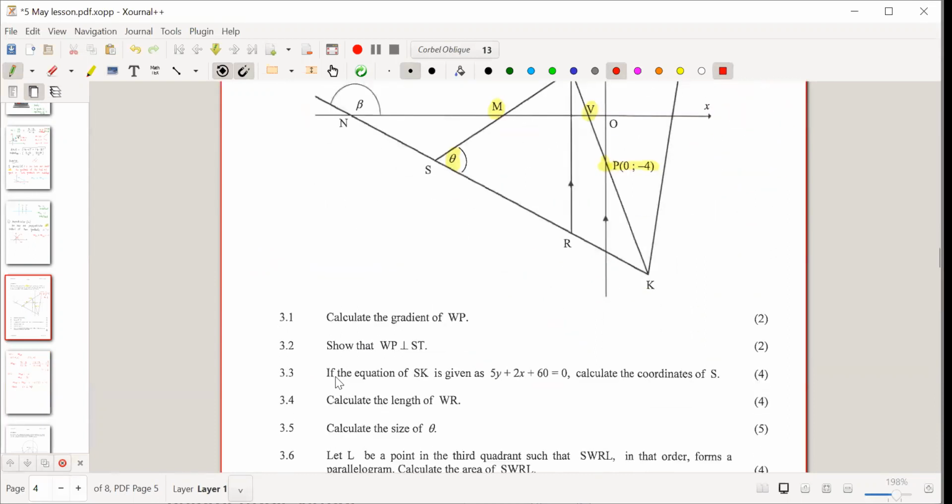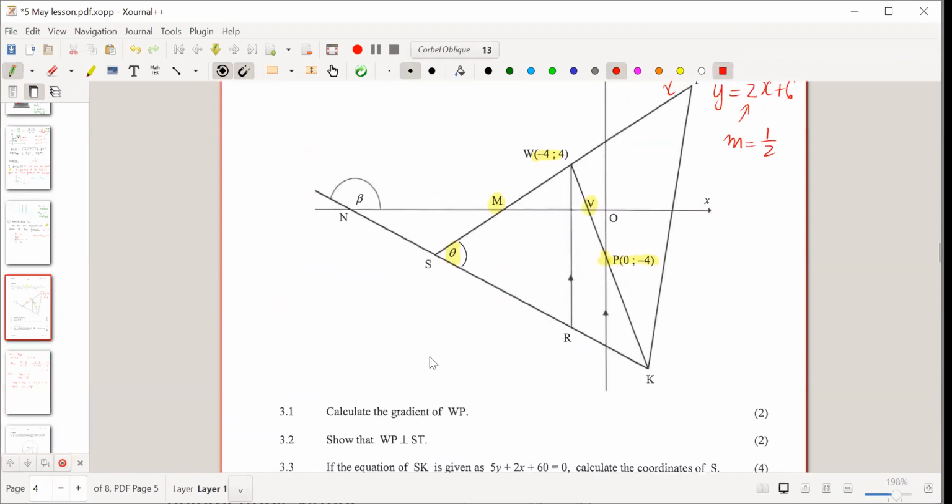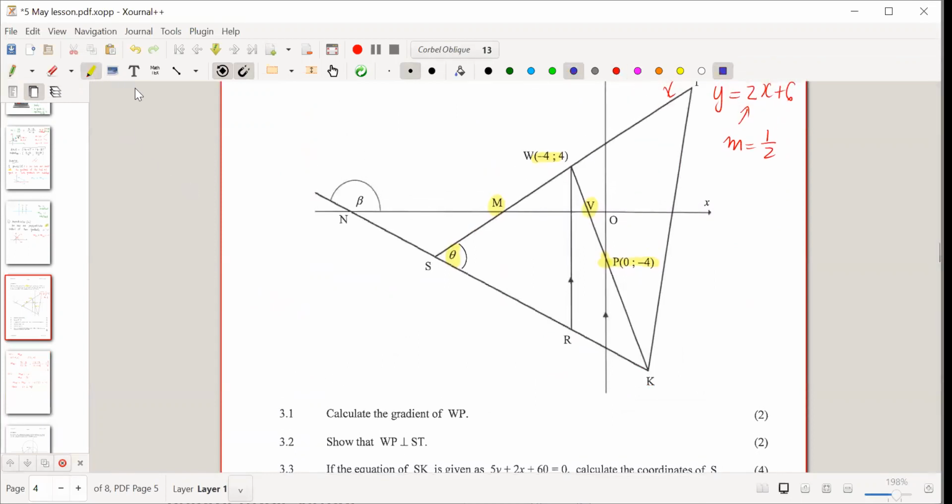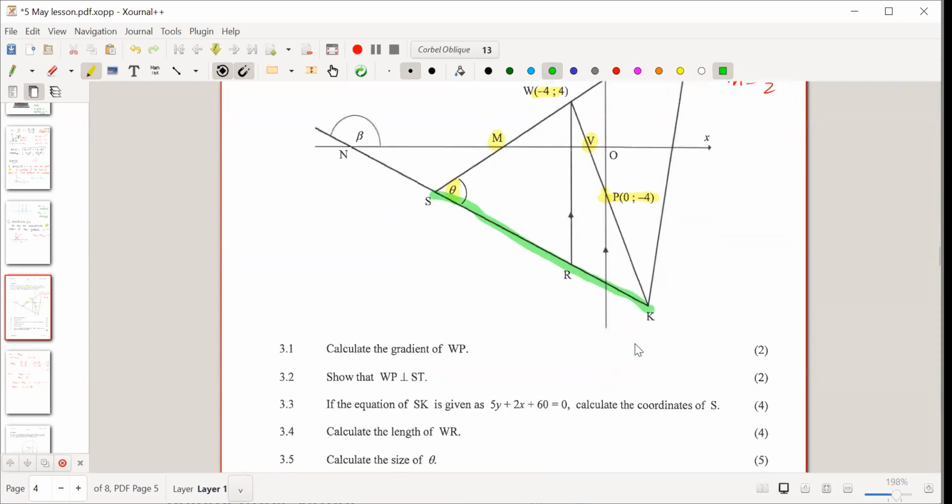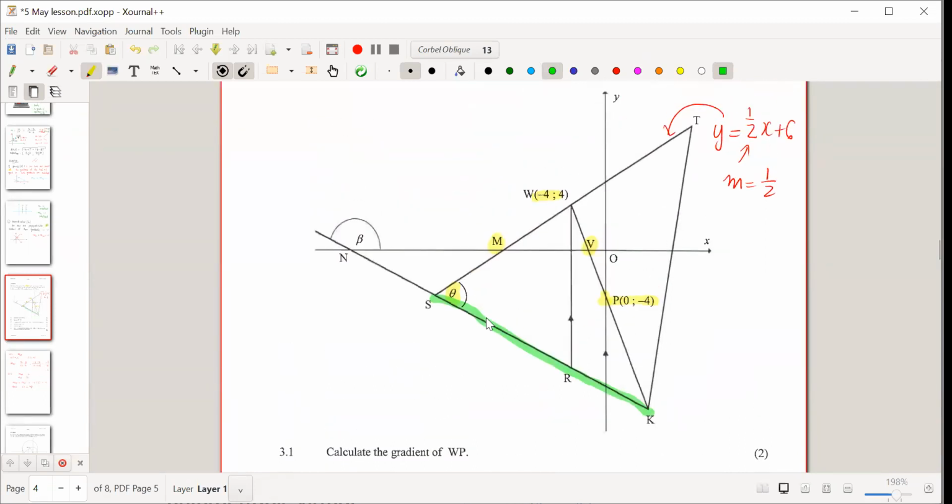Right, the next question says, if the equation of SK, what is SK? Let's look at our diagram. Right, so SK is this bit. Okay, so if the equation of SK is given to be this, we need to calculate the coordinates of S, which is here.